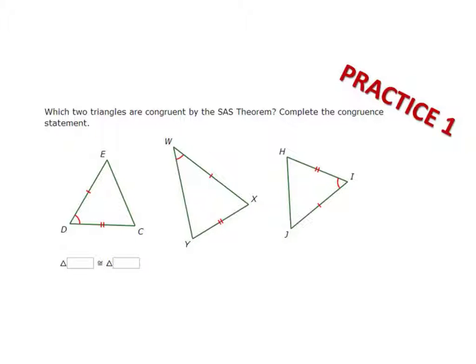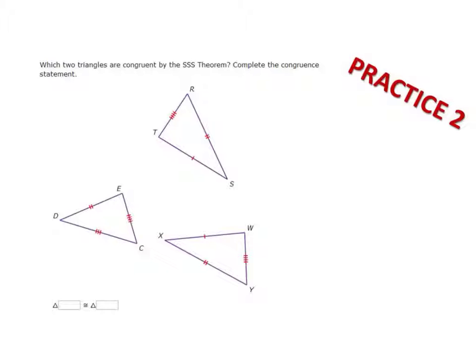Okay, your first practice problem. Which 2 triangles are congruent by the side, angle, side theorem? Complete the congruence statement. And be sure that you are naming your triangles the same way. Remember the congruence statements that we completed the other day. Your second problem is which 2 triangles are congruent by the side, side, side theorem. Complete the congruence statement.